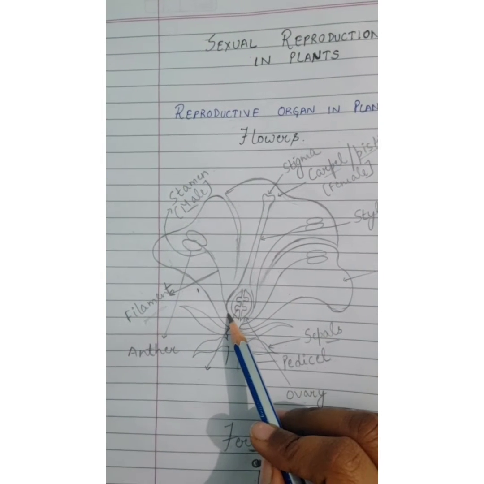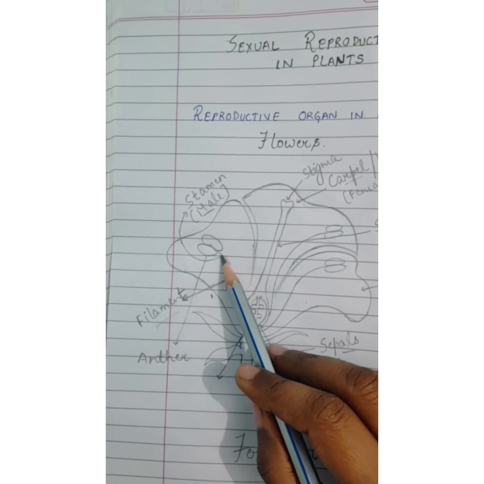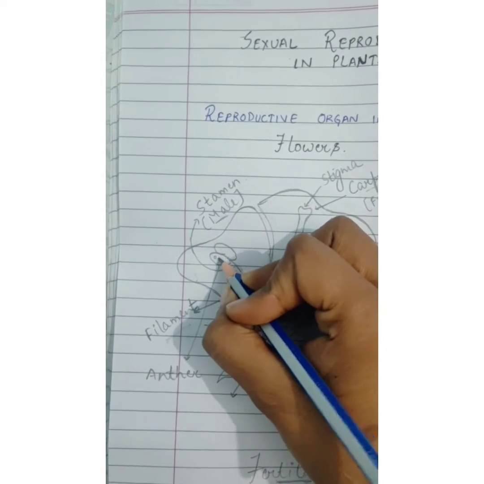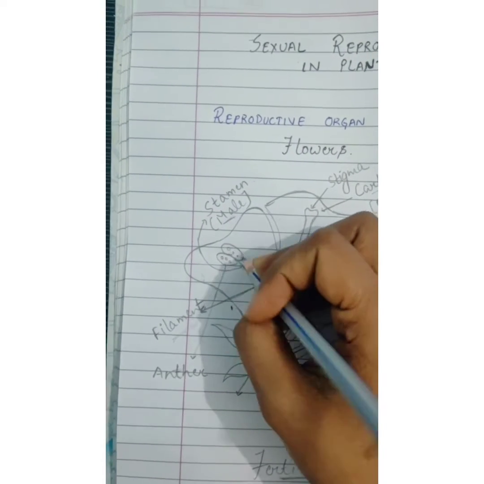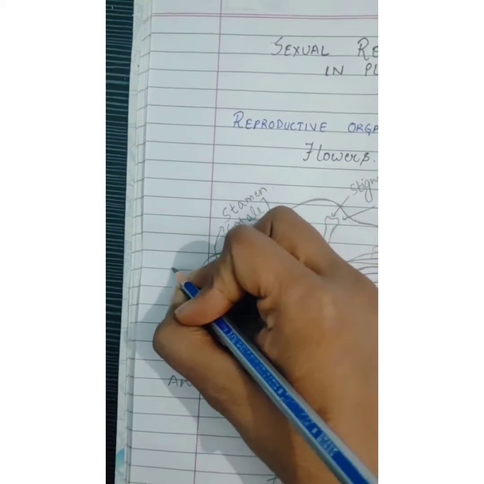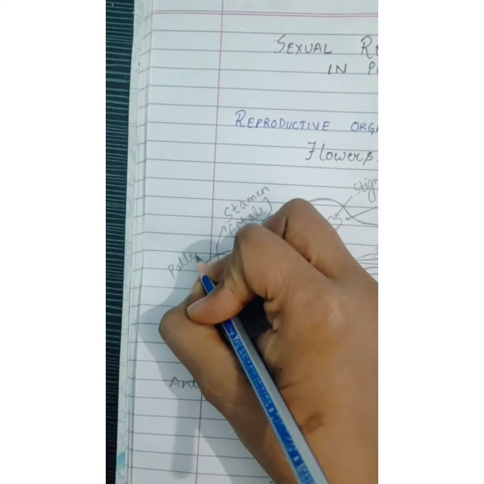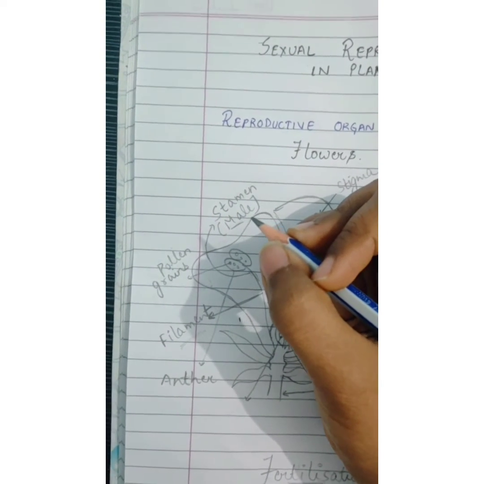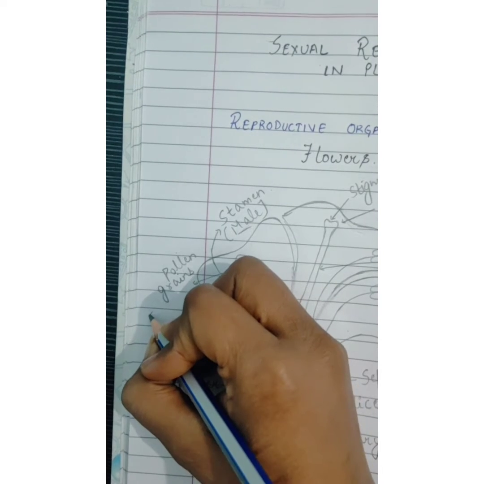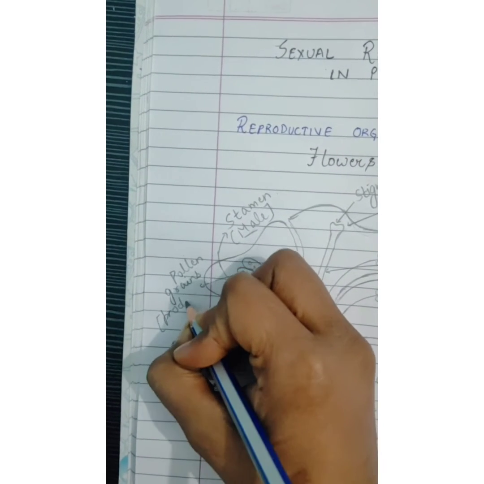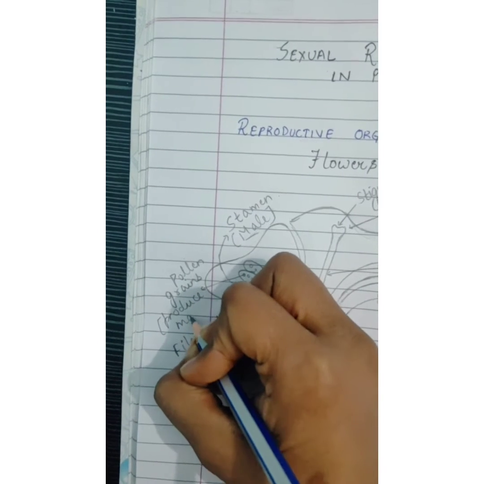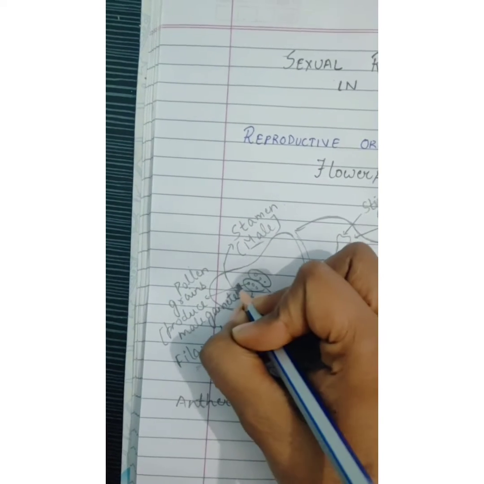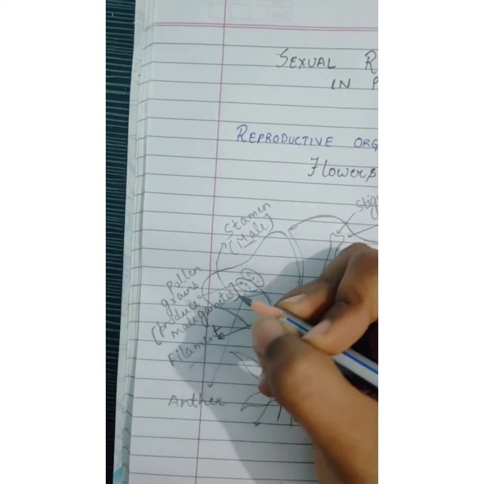This is the male part of a flower, right? Stamen, as already told. It has anther. In this anther, there are very tiny cells. These cells are known as pollen grains. Pollen grains produce male gametes. Okay, this is how male gametes are formed in a flower.